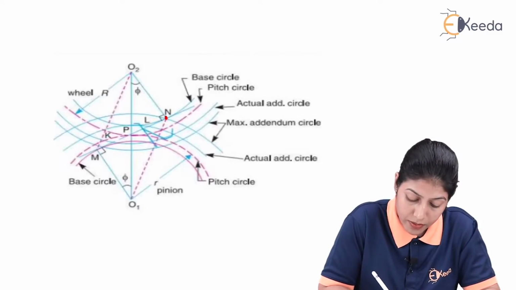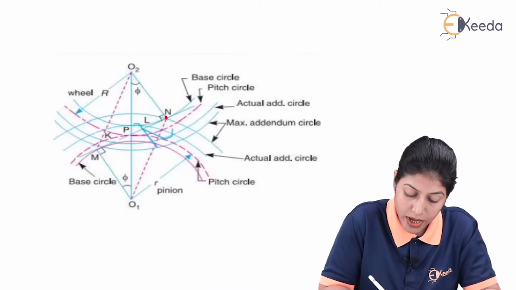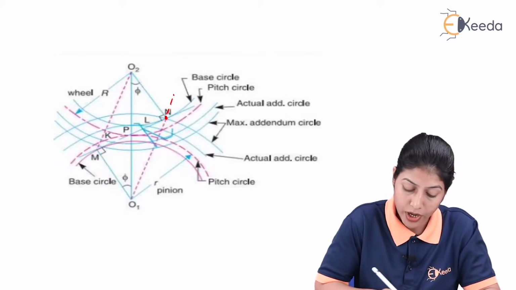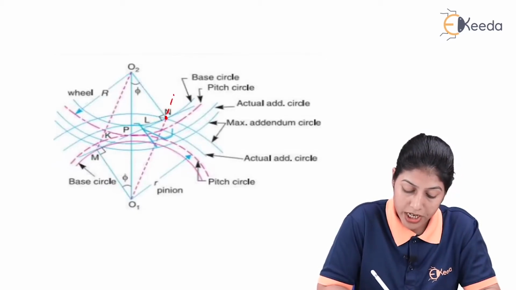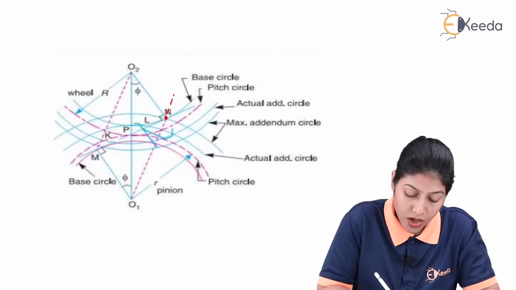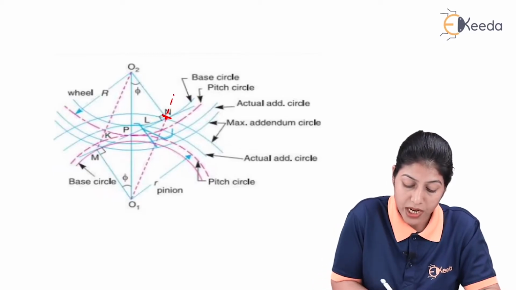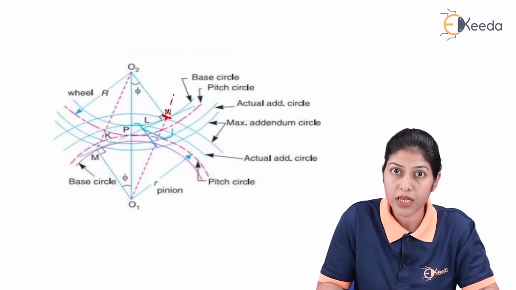So undercut is possible when we increase this O1N up to a further limit or up to another point. If we want to avoid this condition of interference, this radius O1N should be the maximum radius of the addendum circle of the pinion.